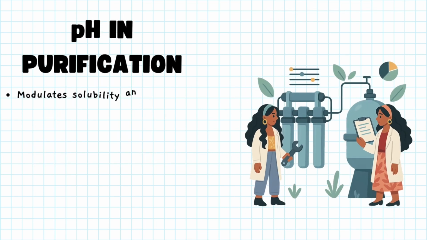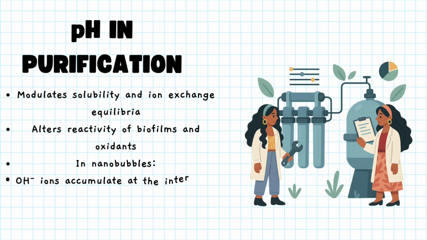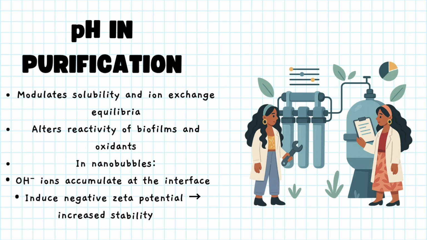In water treatment systems, especially those utilizing nanobubbles, pH is not just a number, it's a control lever. At higher, basic, pH, hydroxide ions, OH-, accumulate at the bubble interface, conferring a negative zeta potential. This electrostatic repulsion between like-charged surfaces stabilizes the bubbles in suspension, preventing coalescence. Consequently, pH modulation becomes a tool for engineering both bubble stability and contaminant solubility.